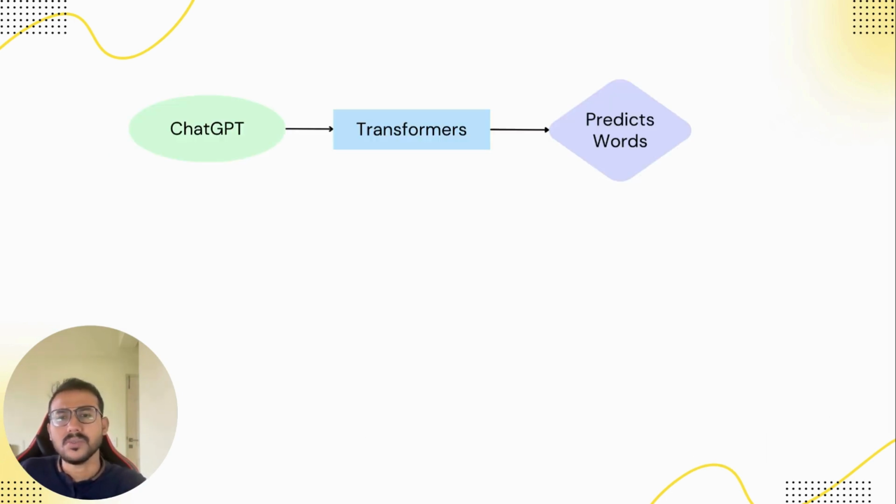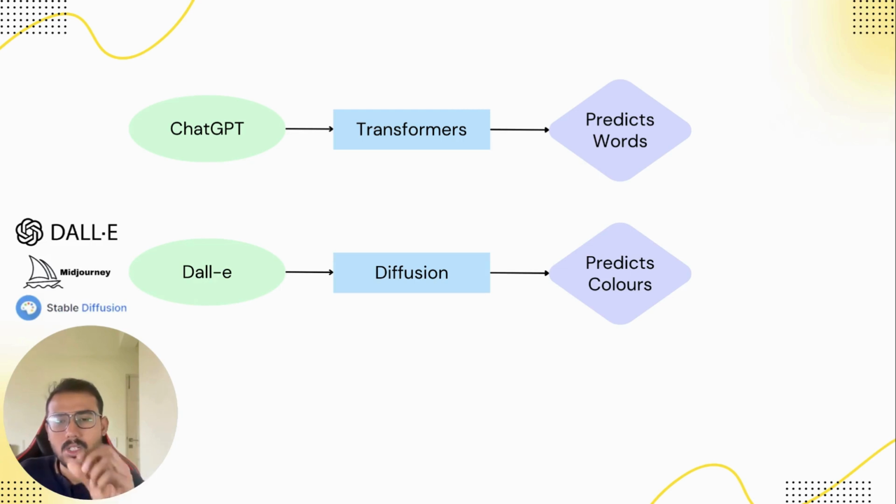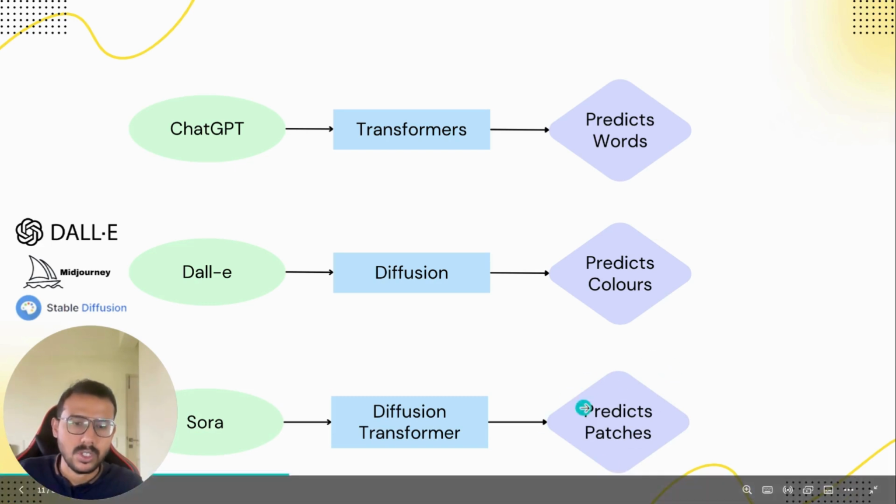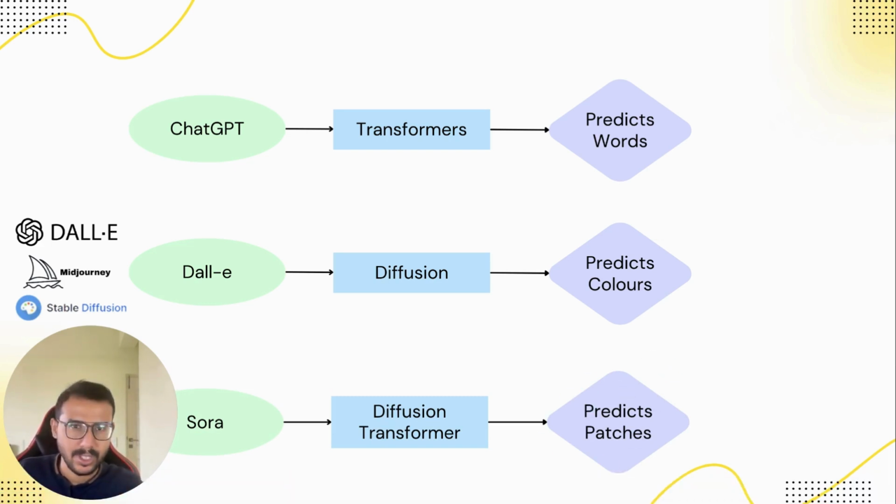So transformers, which are the heart of language models like GPT, are great at predicting words to create clear sentences. Diffusion, the model used in a lot of platforms that turn text into images like DALL-E, Midjourney, and Stable Diffusion, predicts color to create the final image. Now Sora combines both these techniques to predict patches, which ultimately helps in creating videos. The patches are the equivalent of colors and words here.